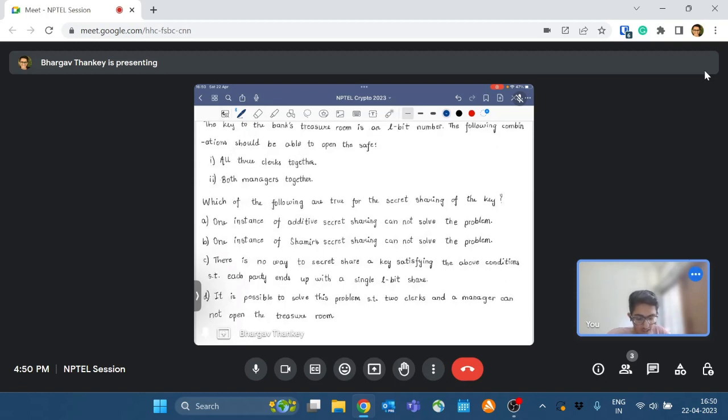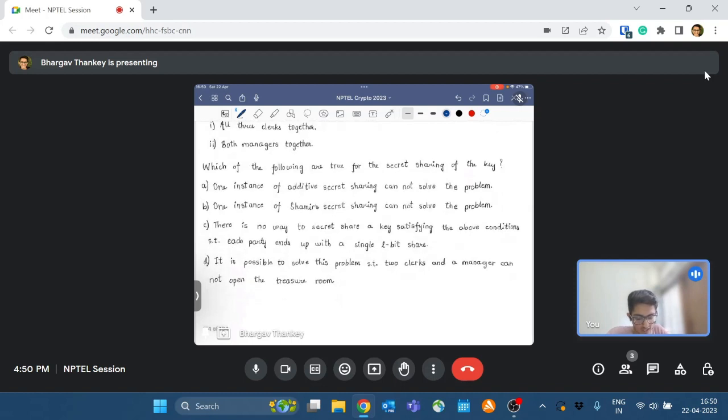The options are: Option A, one instance of additive secret sharing cannot solve the problem. Option B, one instance of Shamir's secret sharing cannot solve the problem. Option C, there is no way to secret share a key satisfying the above conditions such that each party ends up with a single L bit share. And option D, it is possible to solve this problem such that two clerks and a manager cannot open the treasury. So now let's go over all these options and see which of these are true.